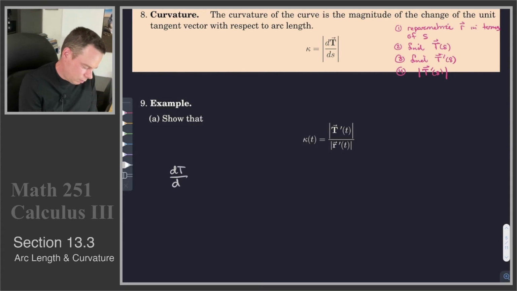Well, first thing I do is say, in order to compute the curvature, I need to know dT/ds. That's the definition up above. How do I compute that? Well, if all I have is that capital T, the unit tangent vector, is defined in terms of the parameter t, then I'd have to do a chain rule: dT/dt times dt/ds. So this is the chain rule.